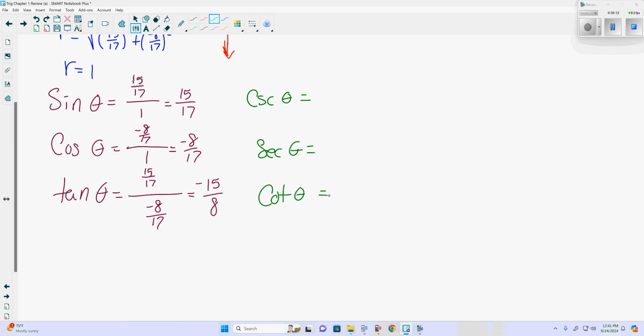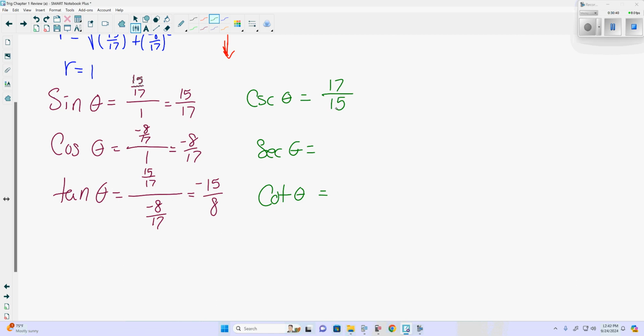Now, cosecant. If we put it in terms of our opposite, adjacent, hypotenuse, it would be hypotenuse over opposite. Cosecant, CSC, is 1 over sine. So sine is 15 over 17. Cosecant is 17 over 15. We just flip it.